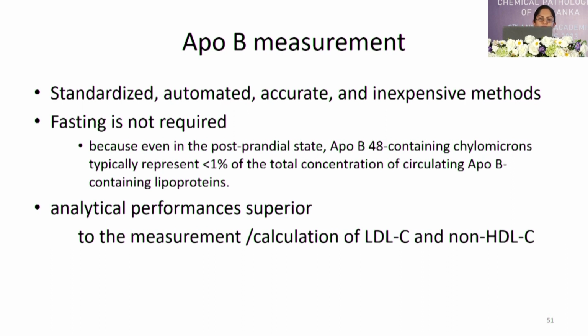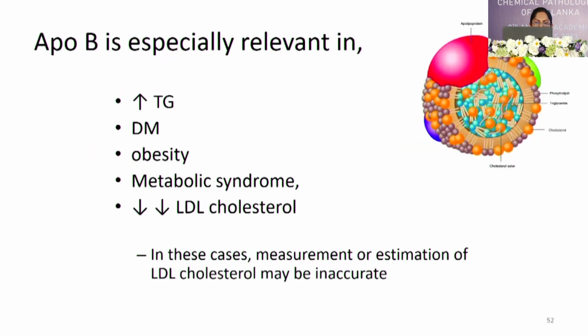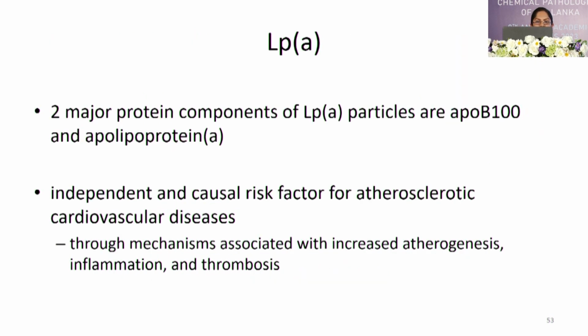ApoB measurements are standardized. There are now standardized, automated, accurate, and inexpensive methods. I'm sure some of you must be experienced. Fasting is not required, and analytical performance is superior to the calculation of LDL cholesterol and non-HDL cholesterol. These ApoB levels are especially relevant in instances where the cholesterol level of the lipid particles does not correlate well with the particle number. For example, in diabetes, obesity, metabolic syndrome, and very low LDL cholesterol levels, this is very relevant. So as we are running out of time, we'll just rush through this.